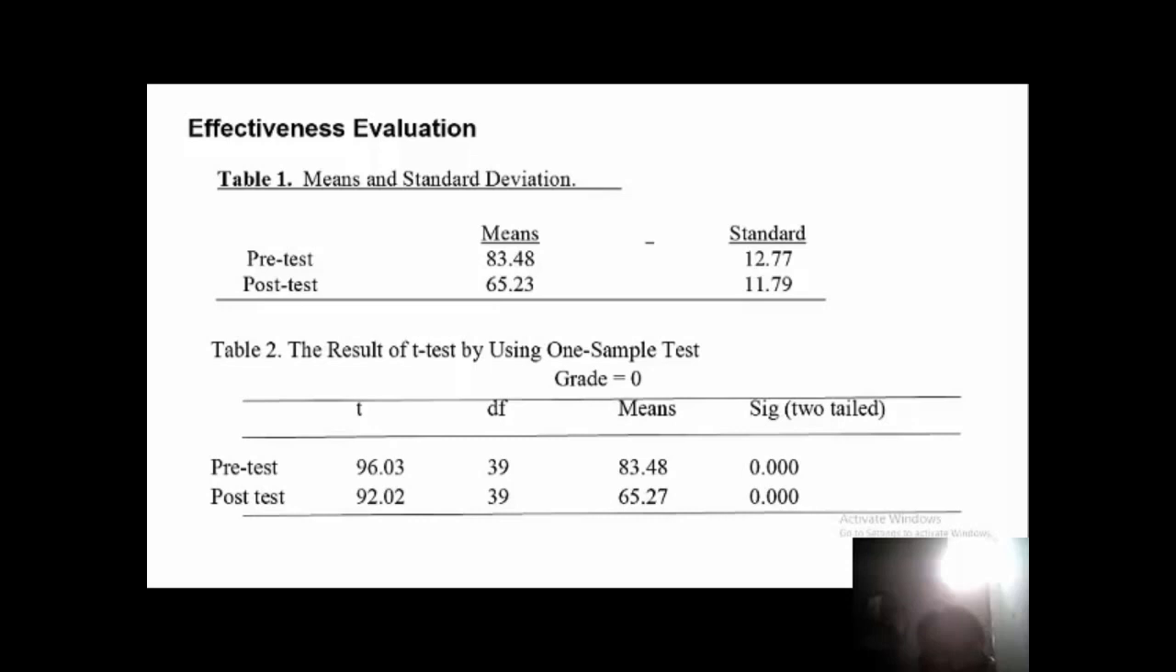And then post-test for the t 92.02 and then the df 39, mean 65.27, significance 0.00. The t-test findings were p equal to 0.00, less than p equal to 0.05, as shown in table 2. To put it another way, there were discrepancies in the results of students who were taught using fiction writing textbooks against students who were not. As a result, there was a substantial change between pre and post-test results in terms of students' fiction writing ability.